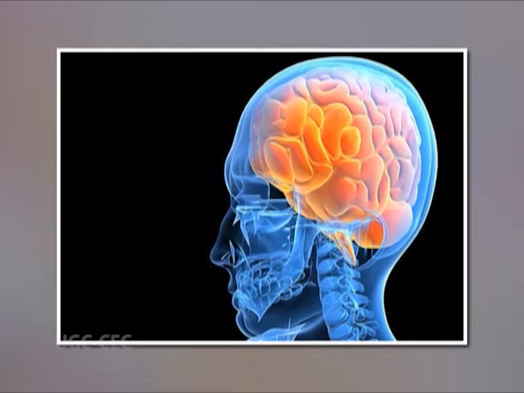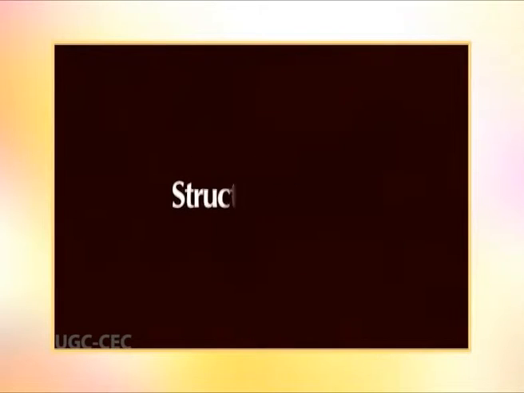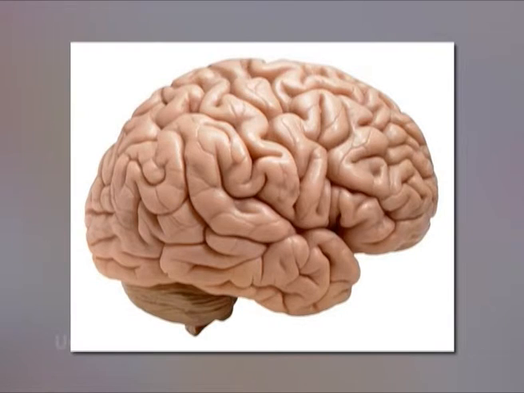Brain is present in the head region inside the cranium, which is a part of our skull. It is the widest and the uppermost part of central nervous system. Human brain is about 1200 to 1400 grams in weight and constitutes about 98% weight of central nervous system. Now, structure of the brain. Structurally, brain is divisible into three parts.